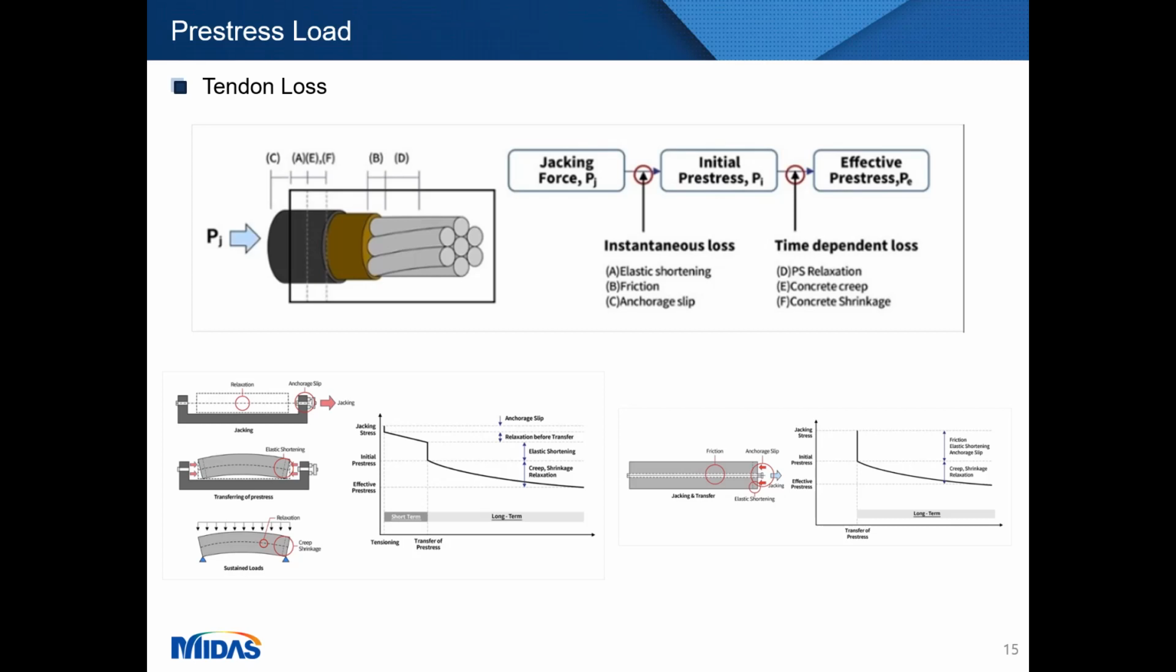Okay. Similarly, for pre-tensioning, we will have elastic shortening that happens instantaneously. So this will come in instantaneous loss, and then we will have creep, shrinkage, and relaxation, which will be the time dependent losses, the long-term losses.